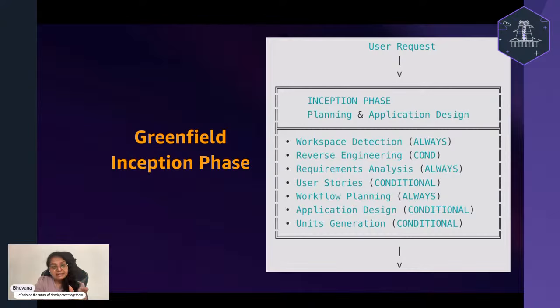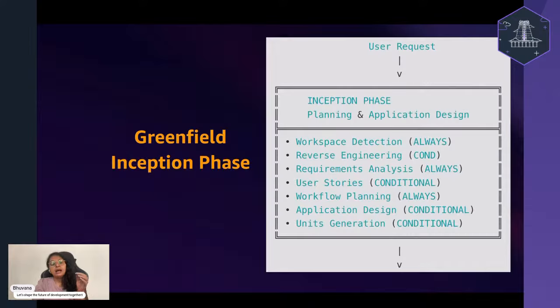If it is a greenfield, it's going to directly jump into requirement analysis. If there is a workspace which already exists in the working directory, which has some source code and other stuff, it's going to conclude that this is a brownfield project. Hence, it is going to do the reverse engineering of that project and then move on to requirement analysis.